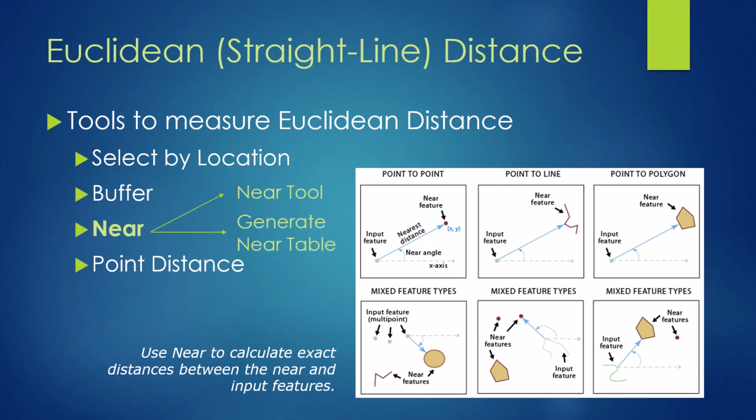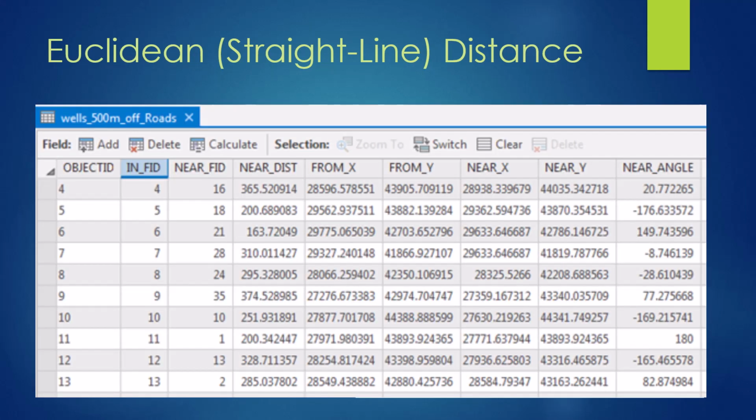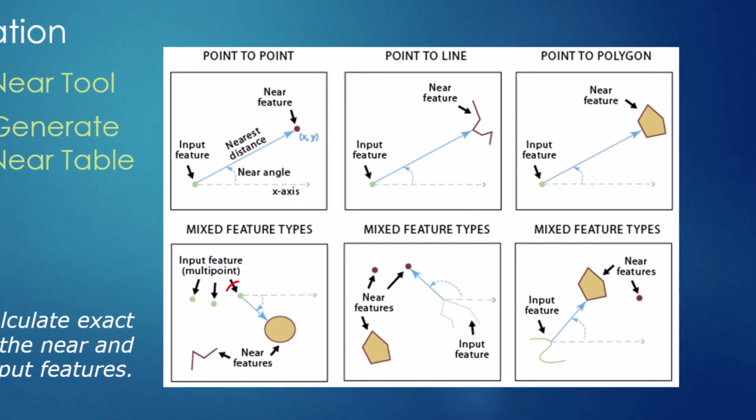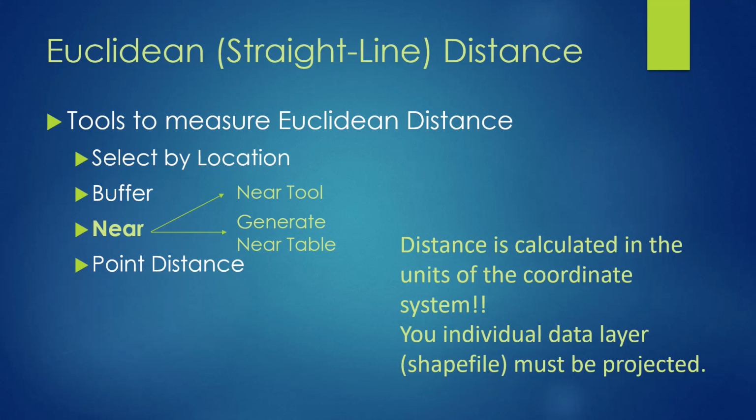In contrast, the generate near table can find the distance between all of the input and output features. Since the generate near table finds so many distances, the output is not a layer, but instead is a table. And so the table will allow the user to examine the feature ID or the object ID of the input layer and the features in the near layer. So with this tool, you are able to find the distances from one object to many other objects. Another note to take is that distances are calculated in the units of the coordinate system. So if you're using a projected coordinate system that uses feet, all of the distances will be calculated in feet.